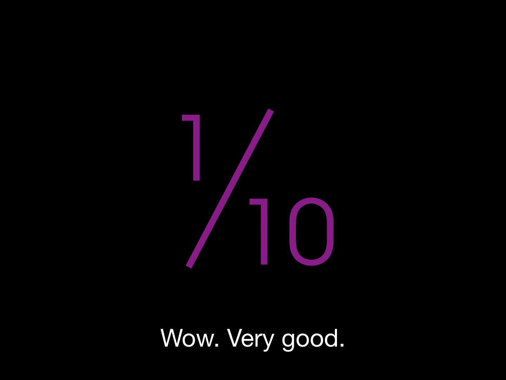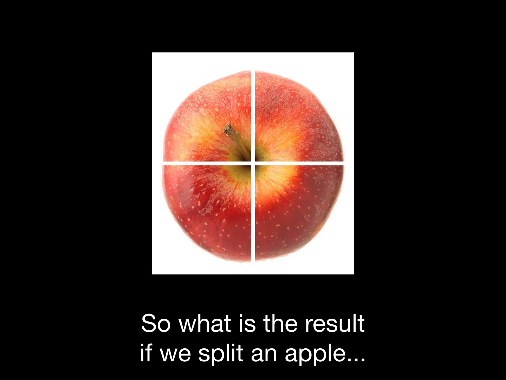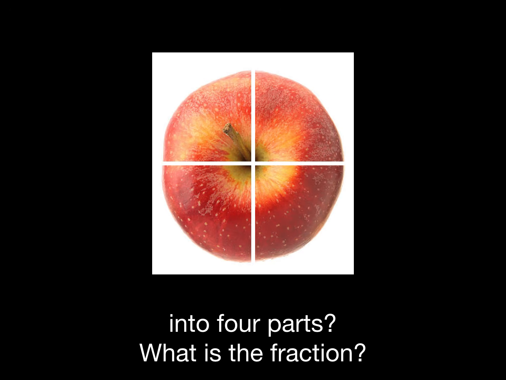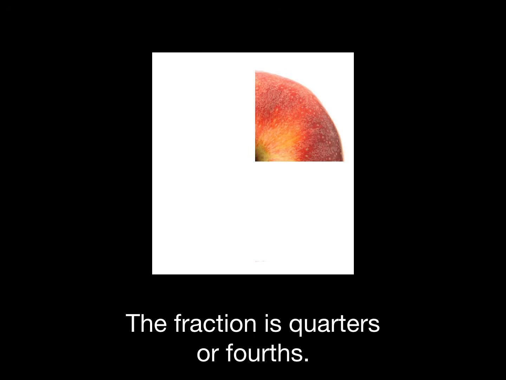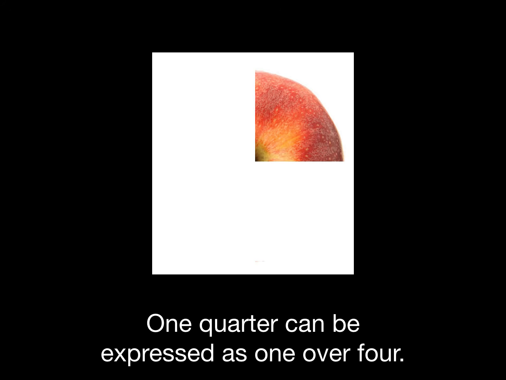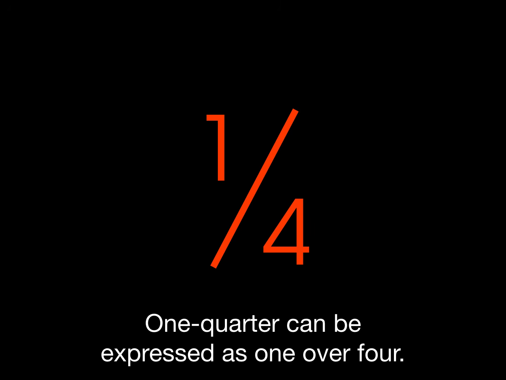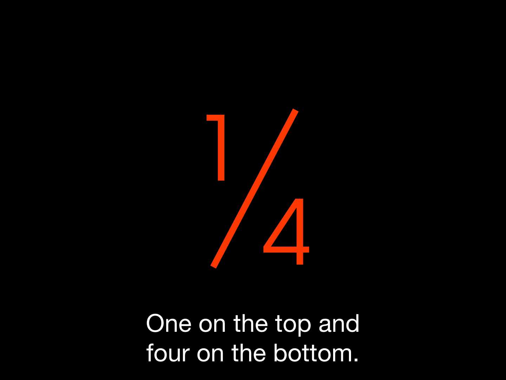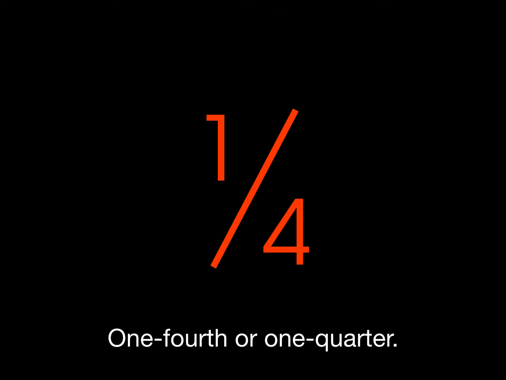Wow, very good. So what is the result if we split an apple into 4 parts? What is the fraction? The fraction is quarters or fourths. 1 quarter can be expressed as 1 over 4. 1 on the top and 4 on the bottom. 1/4 or 1 quarter.